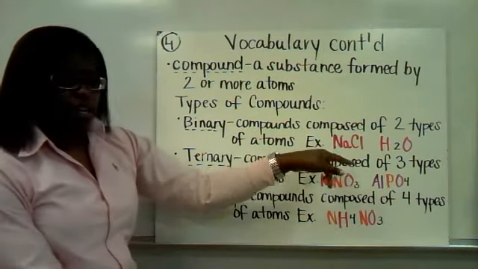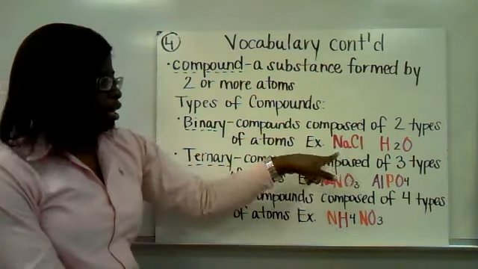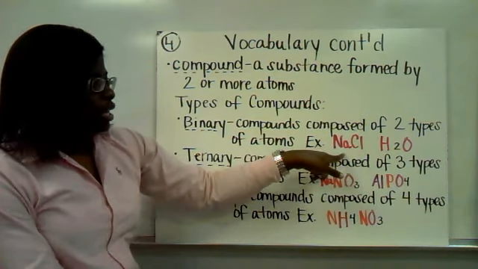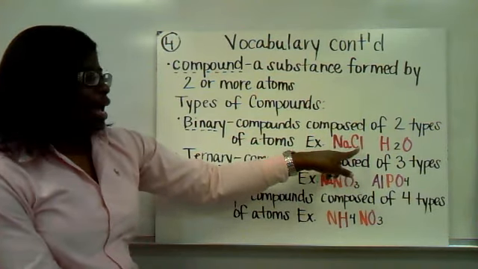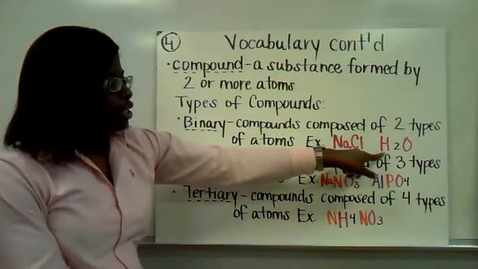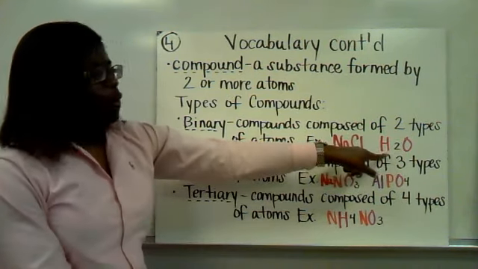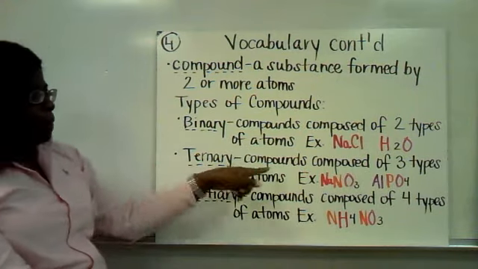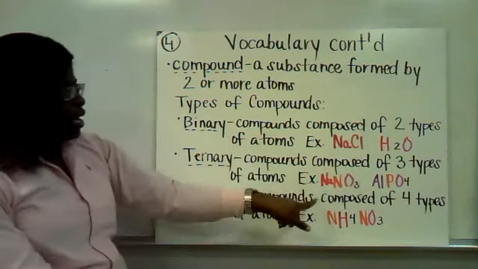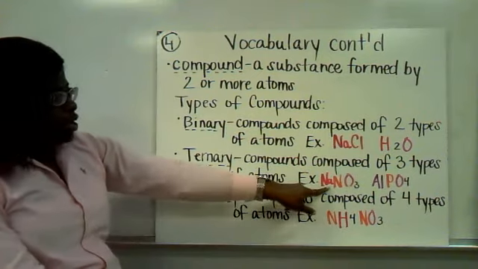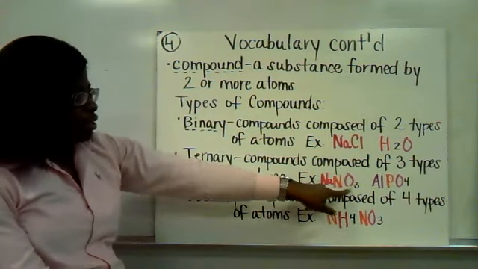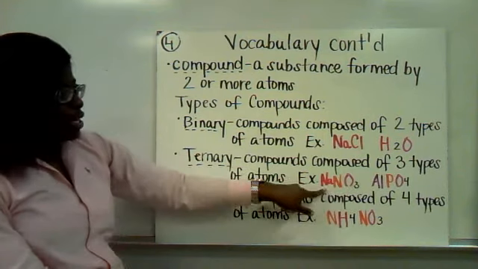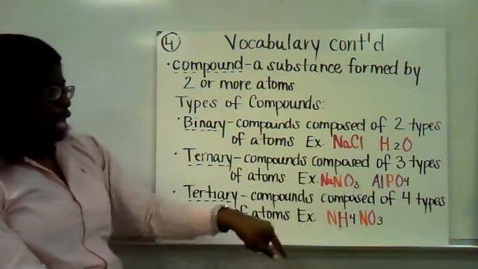The examples given here include NaCl, so it means you have 1 alkali metal and a halogen. They form together to give you sodium chloride. Here you have 2 hydrogens and 1 oxygen. They form together to produce water. Ternary compounds are composed of 3 types of atoms. The example given here, you have sodium, nitrogen, and 3 oxygen. NO3 is a polyatomic ion. Together this is sodium nitrate.